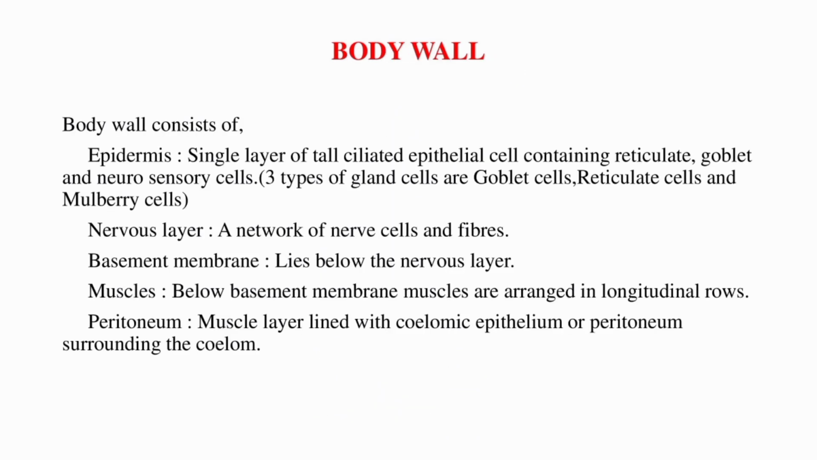Next, we can see about the body wall of Balanoglossus. The body wall consists of epidermis, this is the outer layer, a single layer of tall ciliated epithelial cells containing reticulate, goblet and neurosensory cells. Here 3 types of gland cells are found. They are goblet cells, reticulate cells and mulberry cells. Next, nervous layer, a network of nerve cells and fibers are found over here.